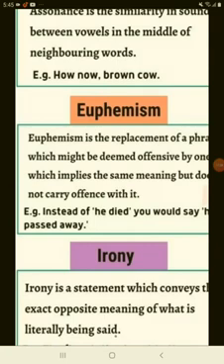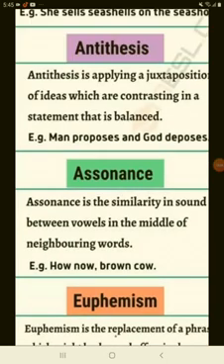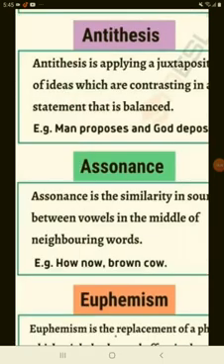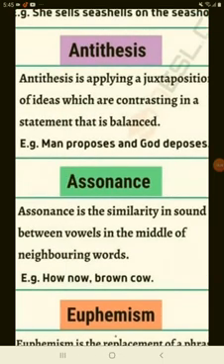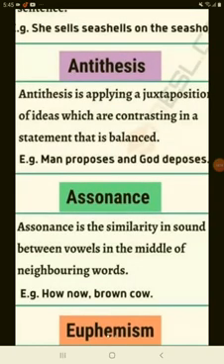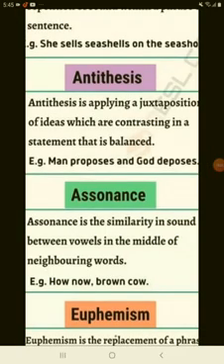Alright, now let's look at antithesis. What is an antithesis? It is the use of contrasting ideas in a statement that is balanced. Now, what does it mean? That means there is a contradiction or an opposite to a statement. So, man proposes and God deposes. So, this is an example that I am giving you. When you start reading, then you will be more familiar with it.